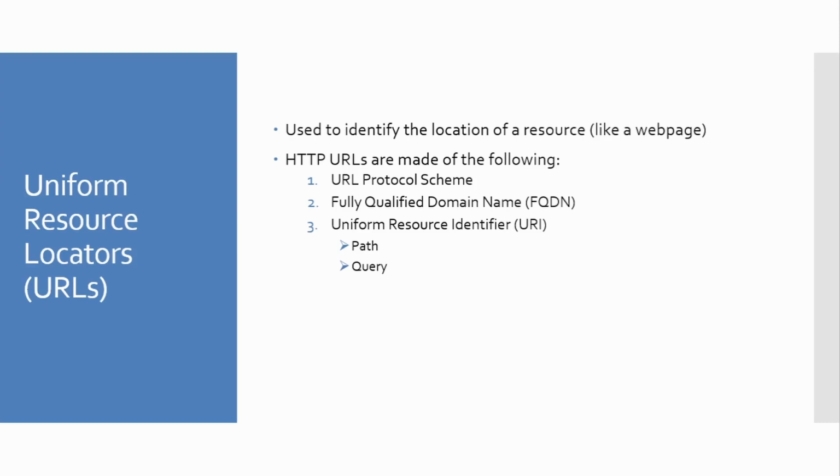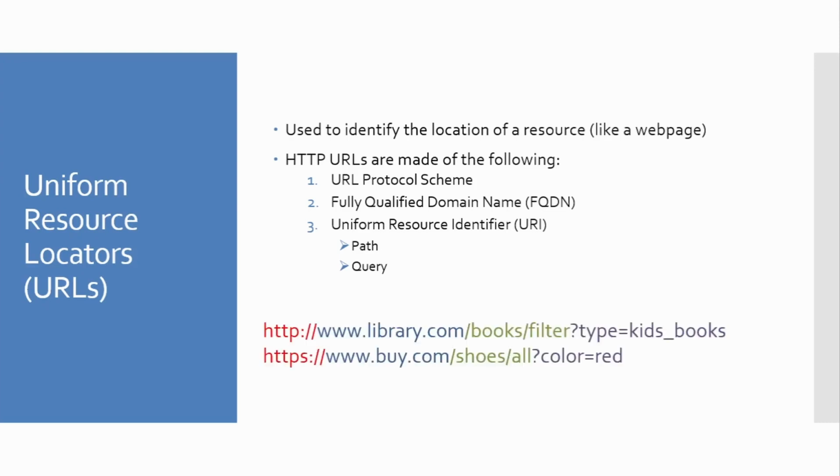Here is what an HTTP URL is going to look like. In the first example, we have HTTP, and in the second example, we have HTTPS, which is basically the secure version of HTTP that uses SSL to encrypt the data rather than showing it in clear text like HTTP. Then we have the domain name, which is www.library.com in the first example and www.by.com in the second example.